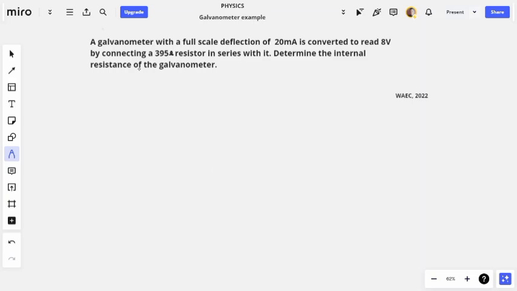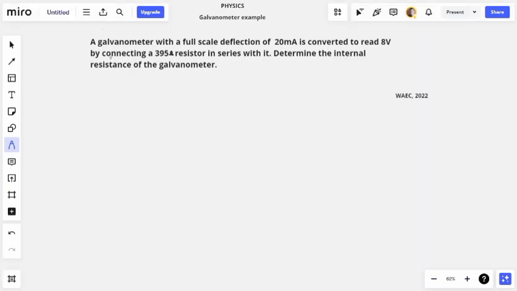This WAEC question on galvanometer says a galvanometer with a full scale deflection of 20 milliamps is converted to read 8 volts by connecting a 395 ohm resistor in series with it. Determine the internal resistance of the galvanometer. Okay, let's quickly do this.